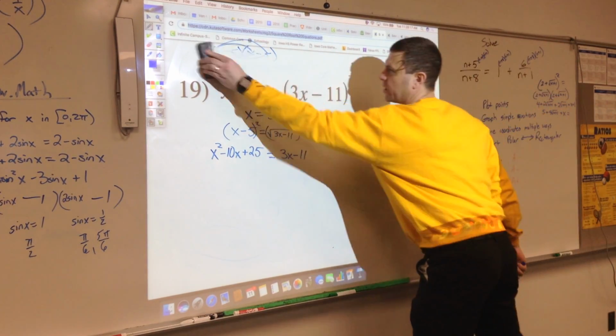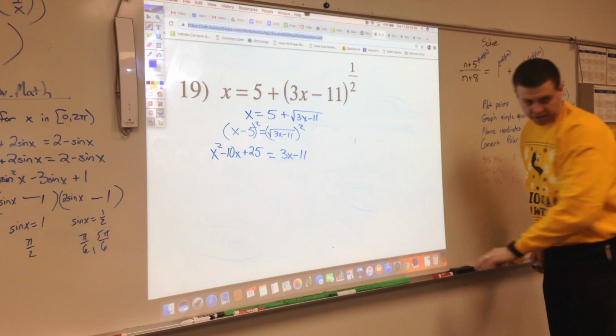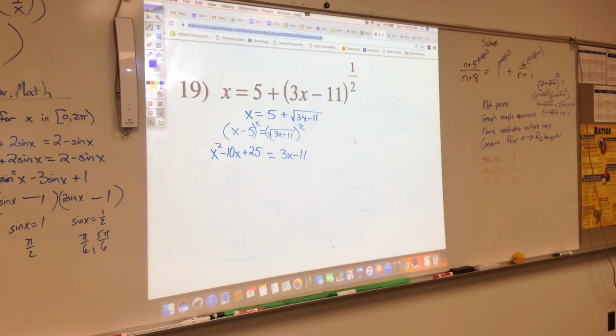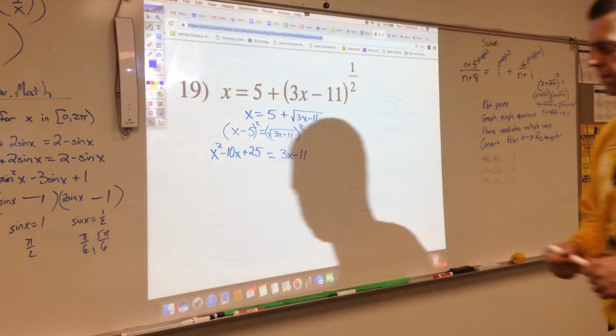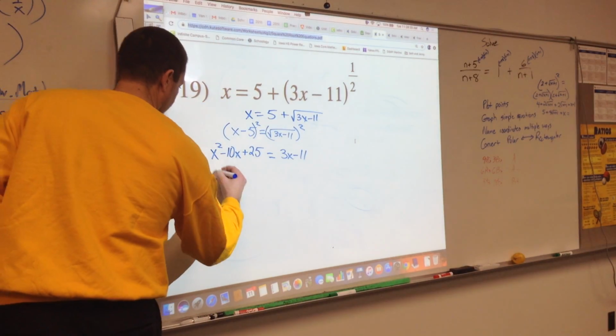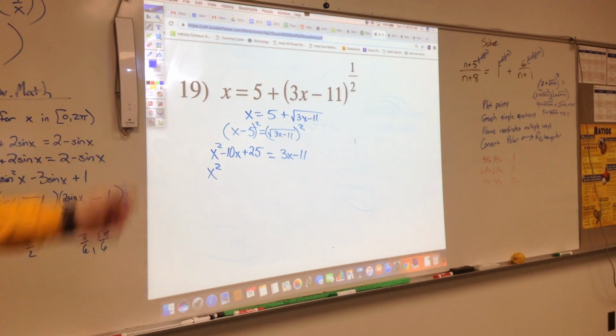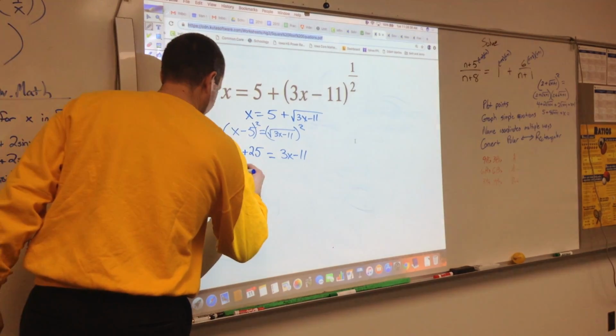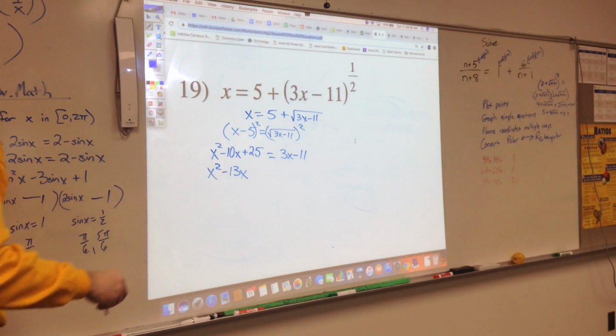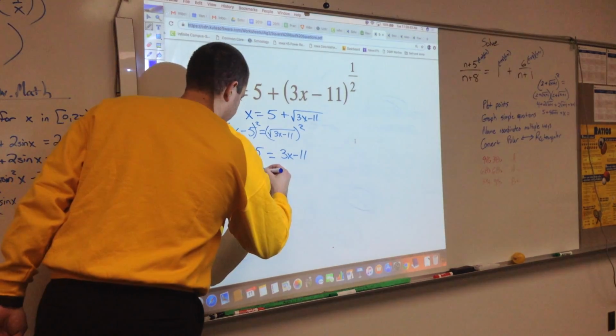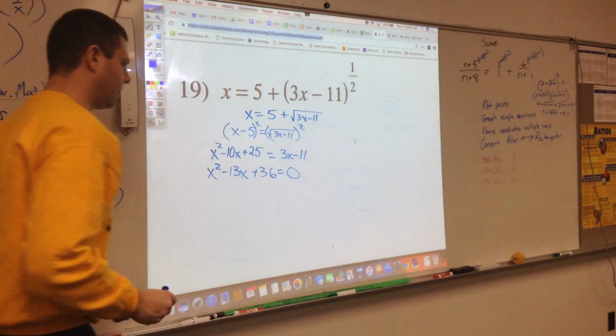Now you have a quadratic equation. How do you solve quadratic equations? Set them to 0. Hope you can factor it so you don't have to use the quadratic formula. X squared minus 13x plus 36 equals 0. I like that one.